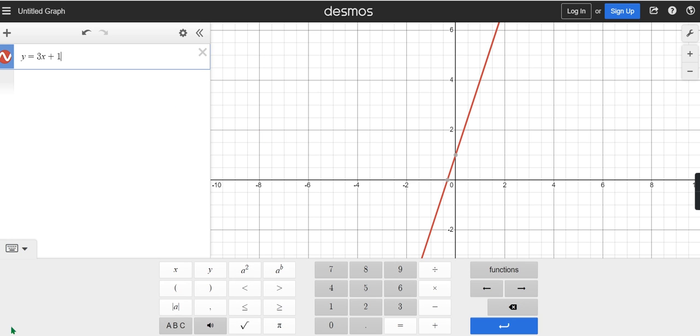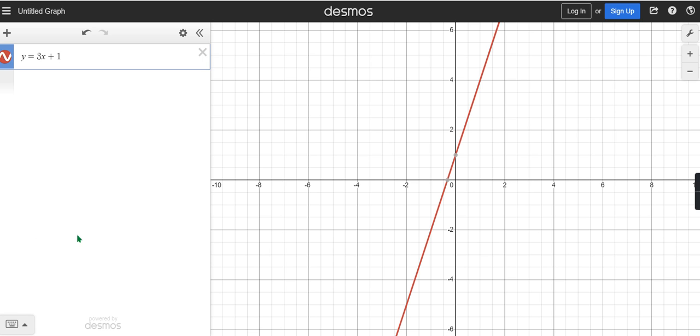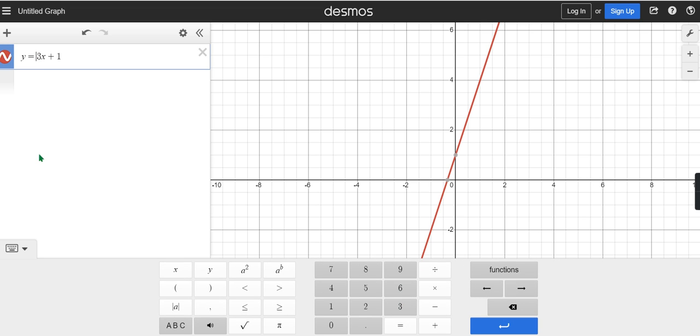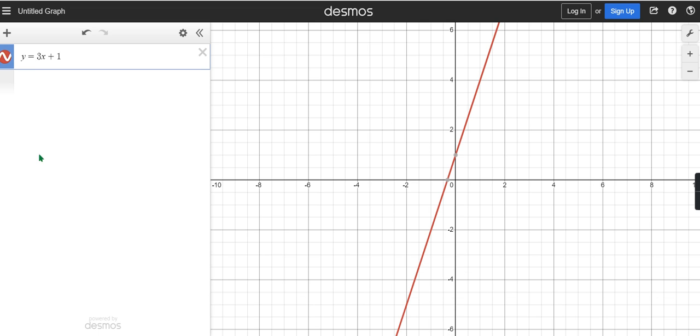Now there is a keyboard down at the bottom where you can type in lots of things. You can put exponents, you can put square roots, you can type numbers, so you can play with that. You can put x's and y's. And actually, it doesn't even need the y equals. It knows that things to graph begin with y equals. So even if you just put the 3x plus 1, it'll still graph the same line. But I'll put the y equals 3x plus 1 just so that we don't get confused.